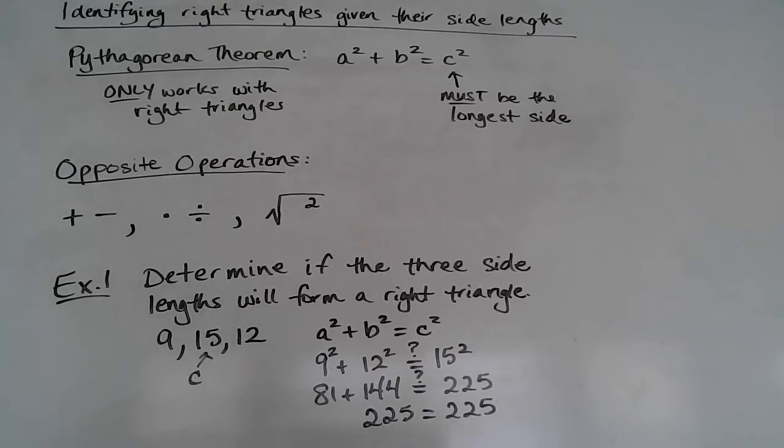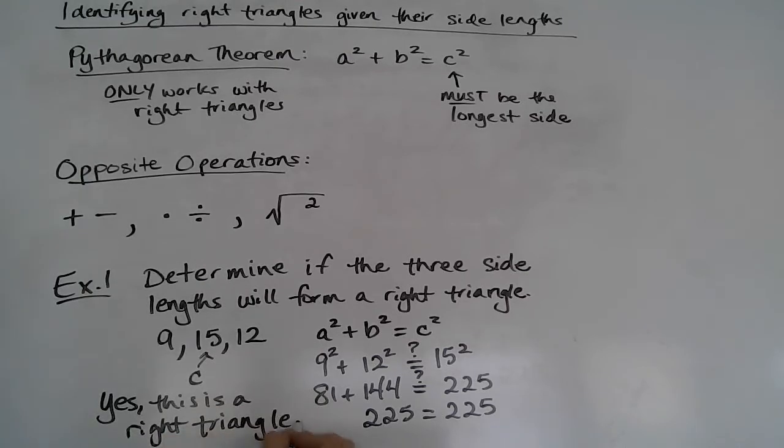So now we know that the Pythagorean theorem works. We get the result of 225 equals 225, but that's not how you want to answer the question. You would want to say, yes, this is a right triangle. Just to show that you know that is what you were trying to find, not something like 225 equals 225. So this would be your answer to example 1.